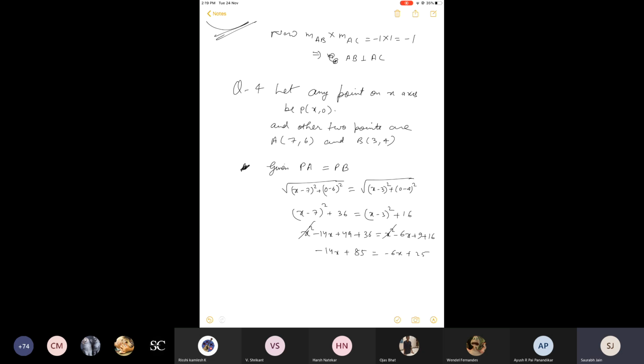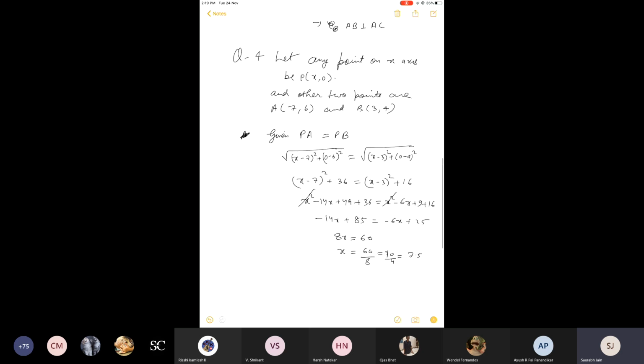So overall it is 8x equals 60. So x is 60 by 8, 30 by 4, 15 by 2, or you can say 7.5. Okay, or you can write 15 by 2 as well. So what are the coordinates of point P? x comma 0, 7.5 comma 0, or 15 by 2 comma 0. Simple application of distance formula.